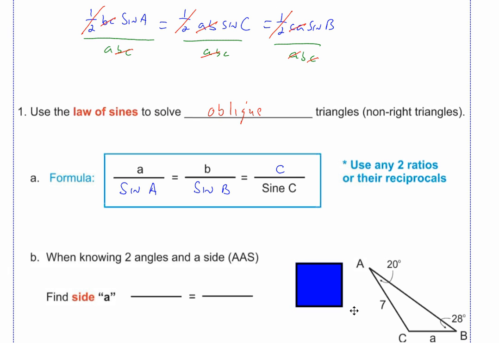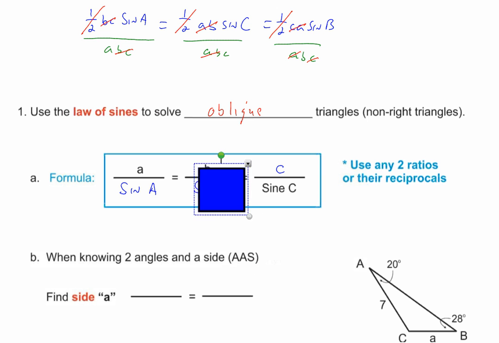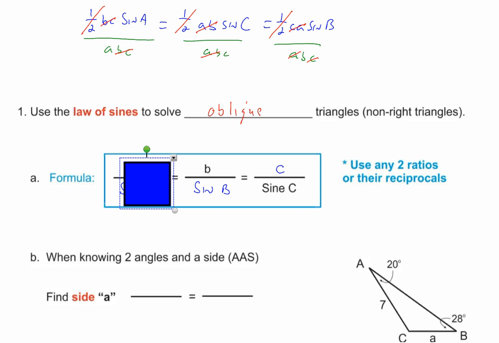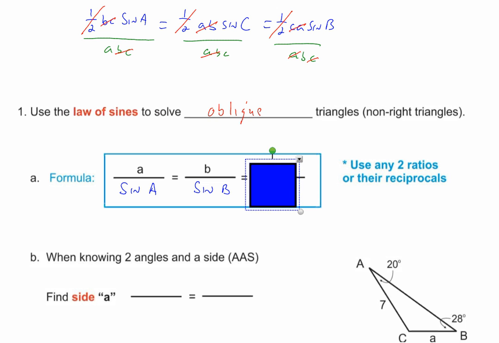So the situation would be something like this. Maybe your equation's going to be those two, right? Because they gave you the information for the A's and the C's. Maybe you're going to use these two because they give you the information for the B's and the C's. Or maybe you're going to use these two because they gave you the information for the A's and the B's.